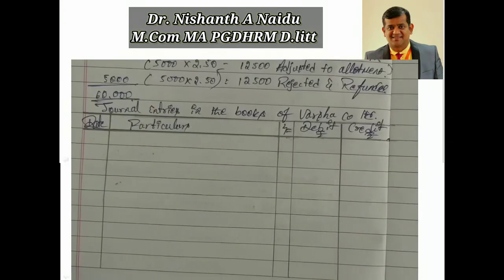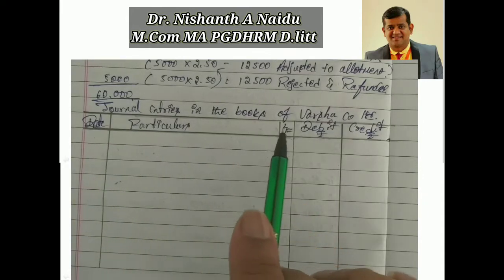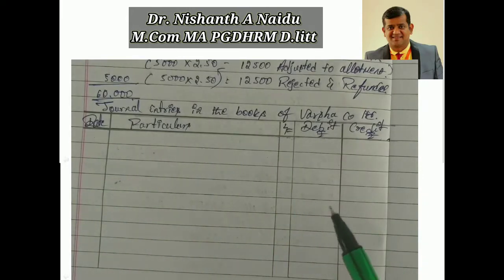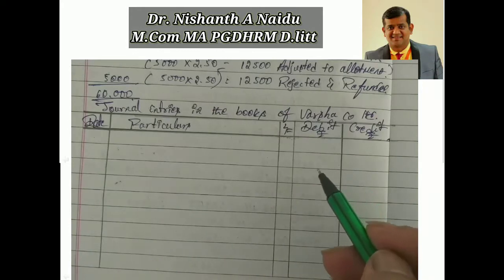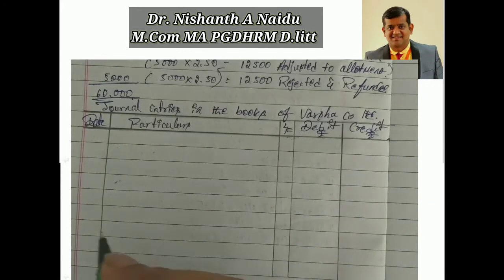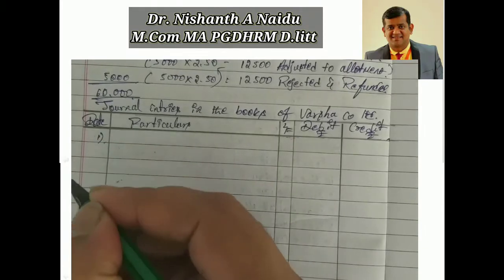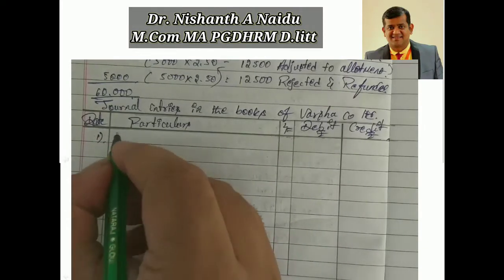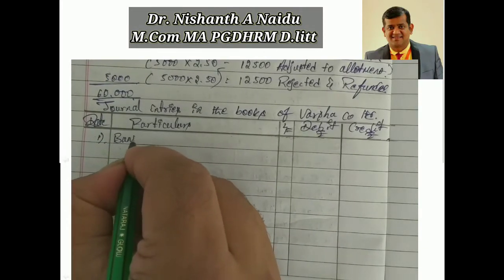Now I am ready with the table. The table content says journal entries in the books of Varsha Company Limited. Date, particulars, LF, debit rupees, credit rupees. Let us solve the problem. I am moving towards the first entry. What is the first entry? It is a receipt entry.